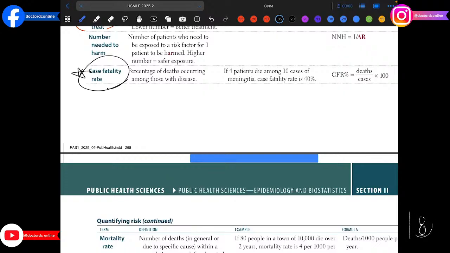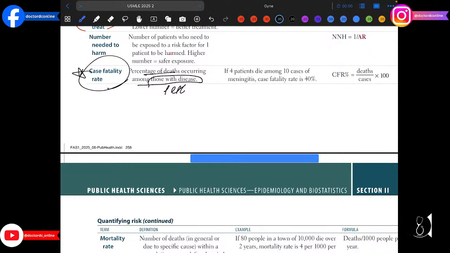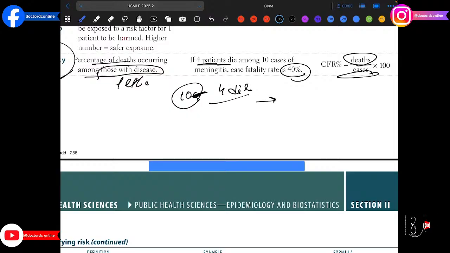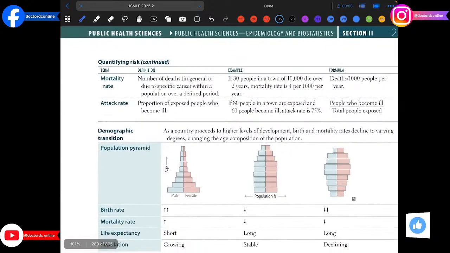Now we are going to start with the case fatality rate, in which we give the percentage of deaths that occur due to any lethal disease. Like if 4 patients die among 10 cases of meningitis, then the case fatality rate is 40%, because case fatality rate percentage is equal to deaths divided by the cases, multiplied by 100. For example, if we have 10 cases of meningitis or any disease in which 4 patients are going to die, then the percentage of CFR is 40%.